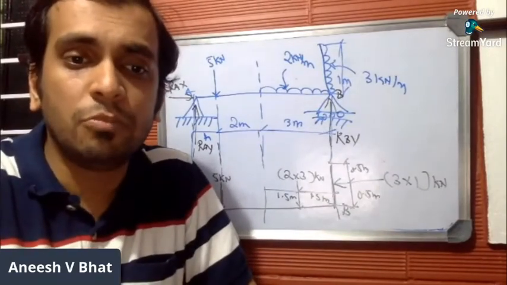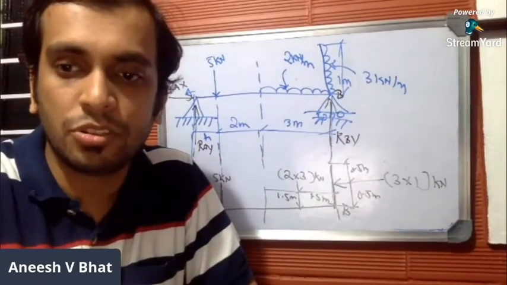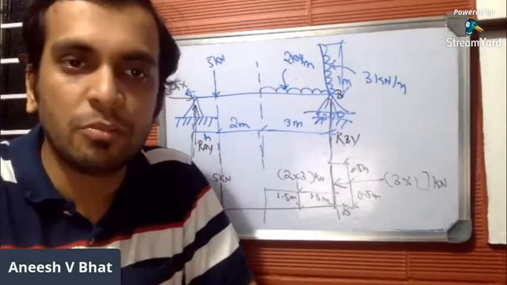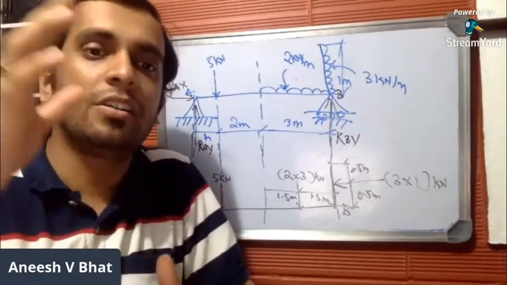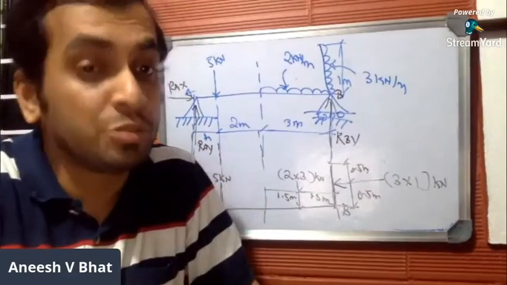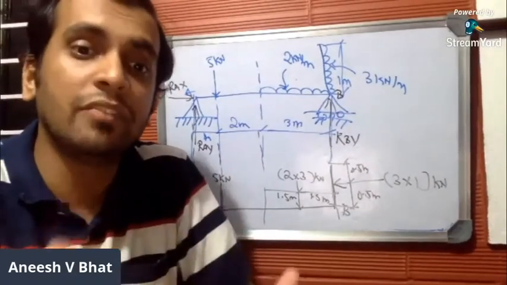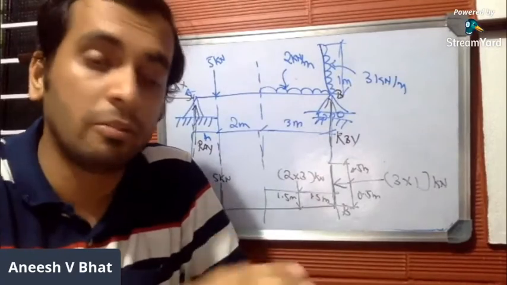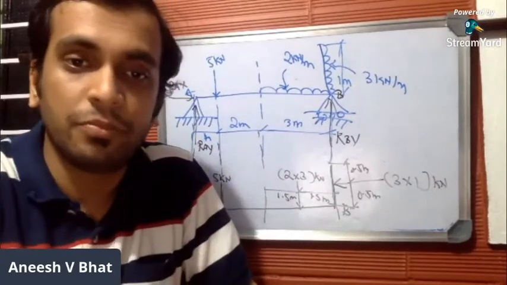So we have completed almost all the types here. You have one more problem, with two types of loading systems given together: UDL and UVL, placed one over another. We'll go through that problem in the next video. Thank you.